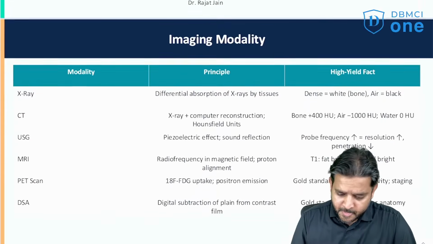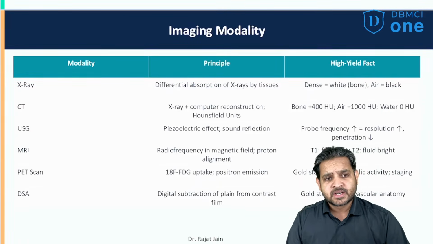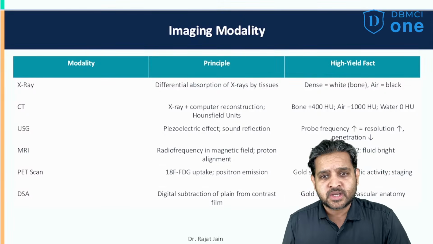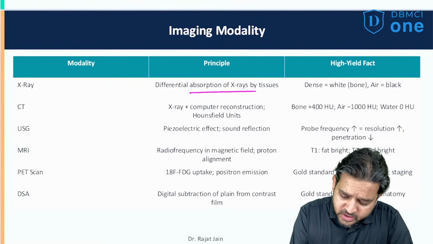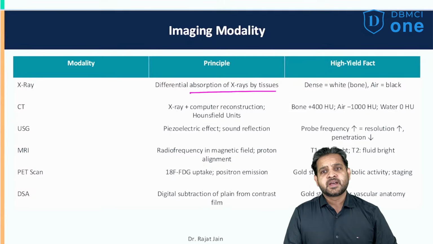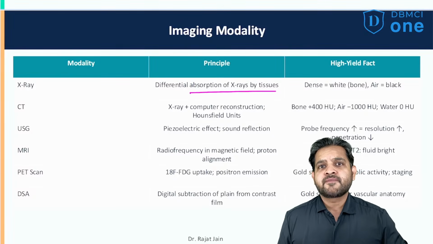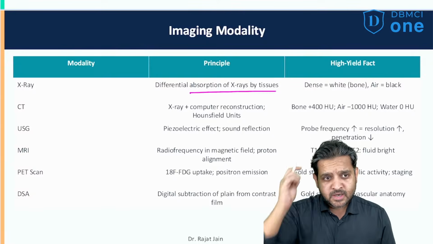So let us see, just a brief about the imaging modalities. X-ray, CT, ultrasound, MRI, PET, and angiography are the ones. I hope you understand that X-ray is based on the differential absorption of X-rays by the tissue. And what is the terminology that we use? If a lesion appears whiter, we call it opaque. If the lesion appears blacker, we call it lucent.